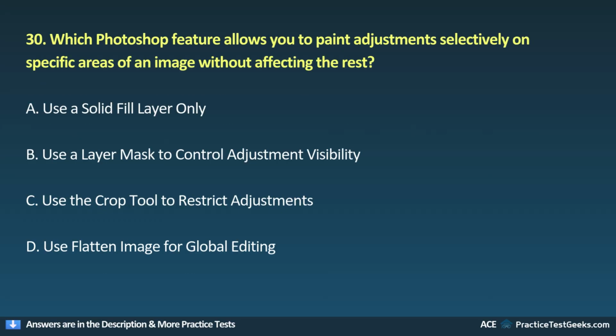30. Which Photoshop feature allows you to paint adjustments selectively on specific areas of an image without affecting the rest? A. Use a solid fill layer only. B. Use a layer mask to control adjustment visibility. C. Use the crop tool to restrict adjustments. D. Use flatten image for global editing.